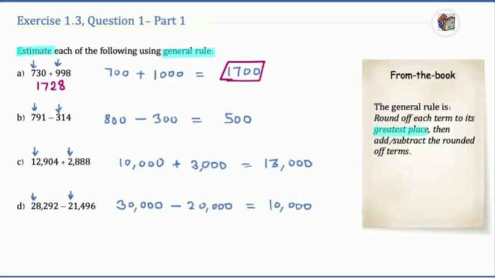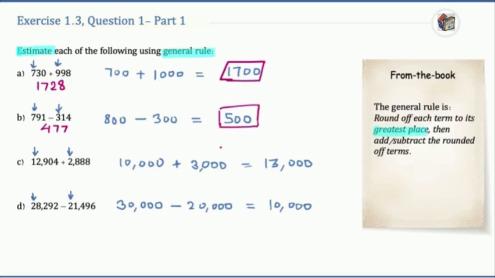So I did all the estimated answers first, and now let's also do the exact answers and see how close we really are. Well, for part B here, if you try the calculations, you will get 477. And by our estimate, we got 500. That is pretty close. Nice estimate.